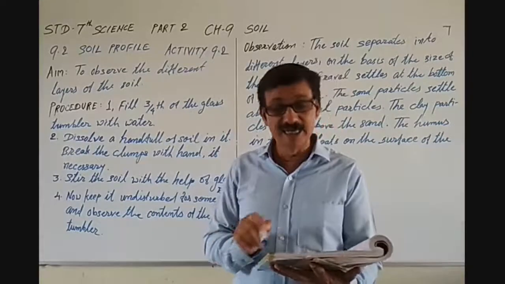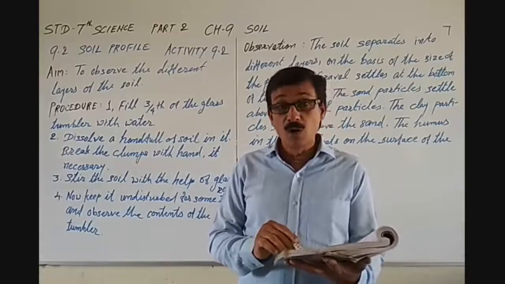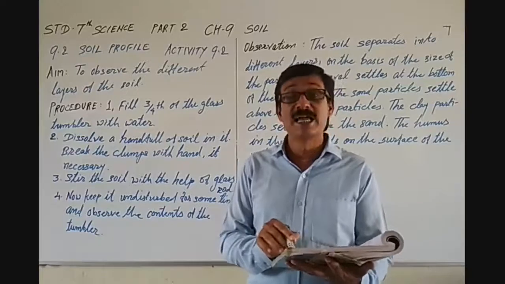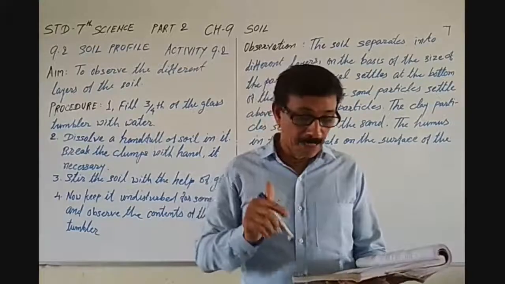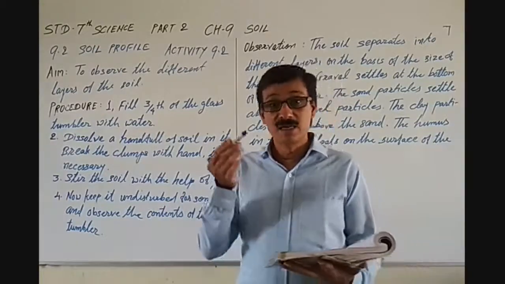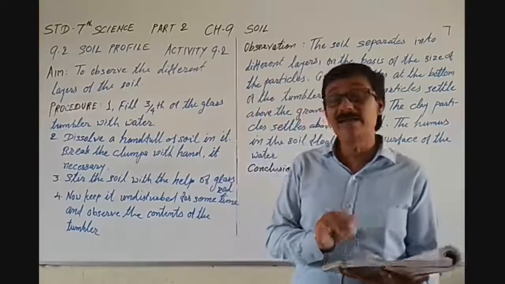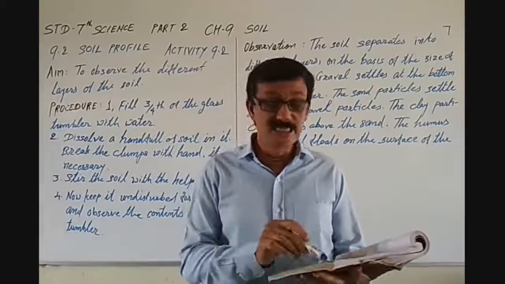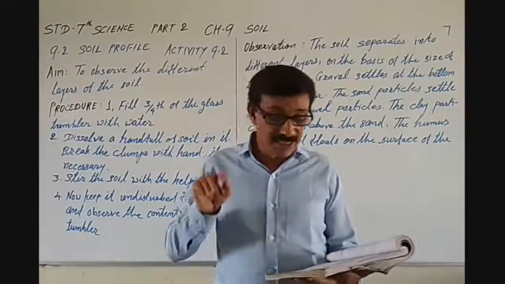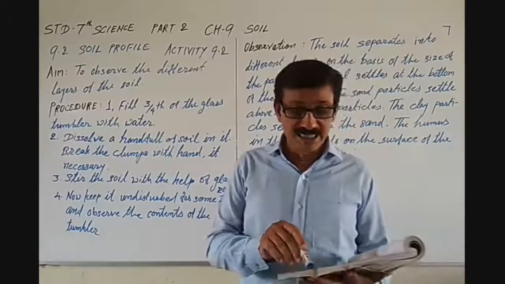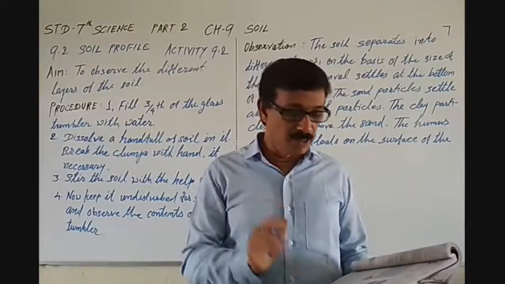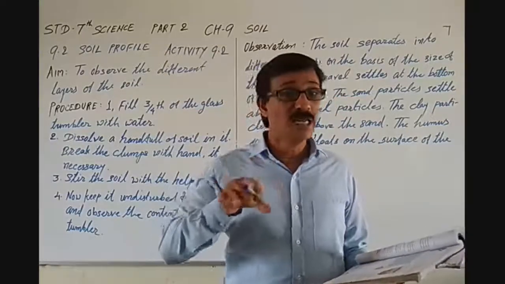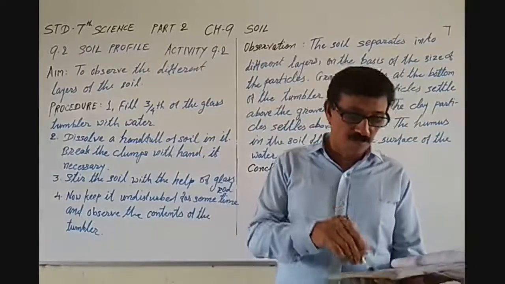Bottom you can see gravels are there. Above that layer of gravels we can see sand. Above this layer of sand there is clay, and above the clay you can see there is water, and something is floating on the water, that is humus. You will come to know what humus is, but the thing floating on the water is known as humus. Now let's go further.